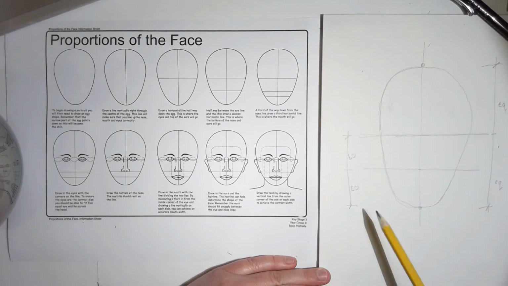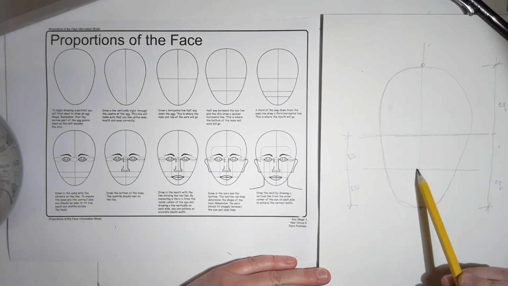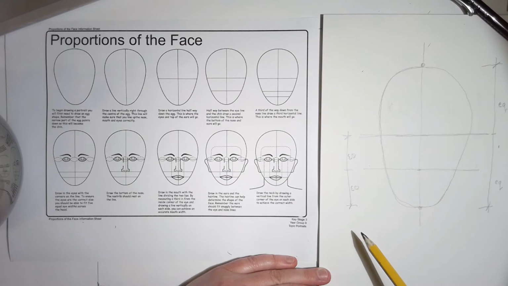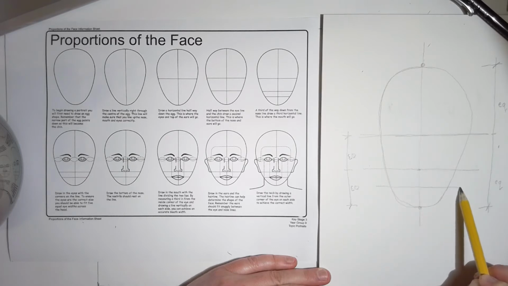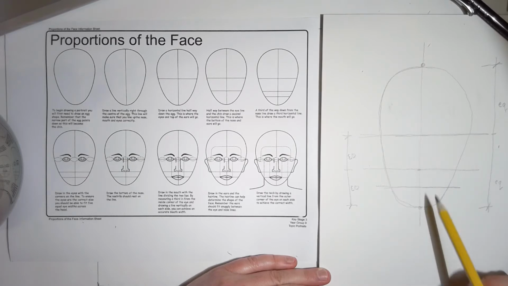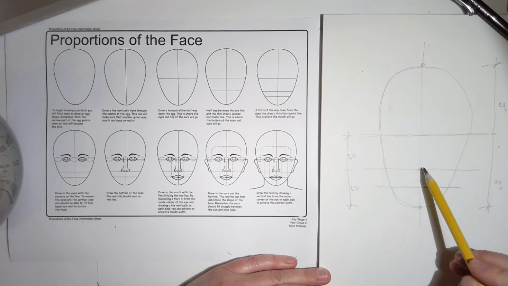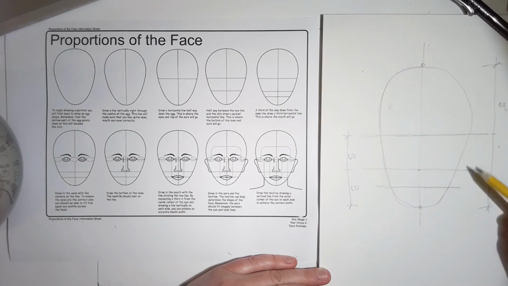So we know that relationship. Now, from the tip of our nose, where in the world do we put our mouth? Believe it or not, that goes right in the middle between the tip of the nose and the chin. The mouth is right in the middle.